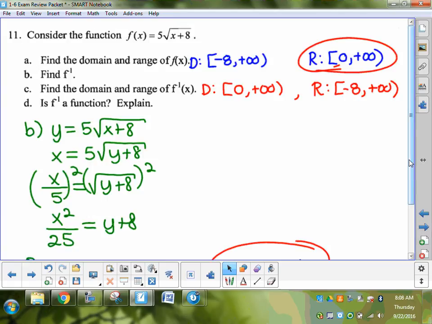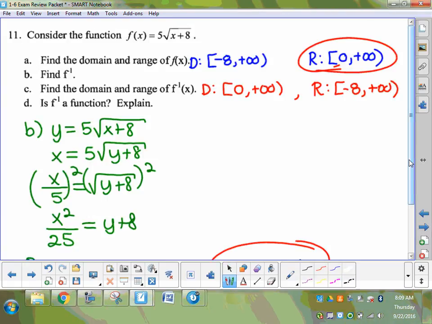Now, let's do this. Is f inverse a function? Explain. Well, this is a good one too. You could make the argument either way. Is the inverse going to be a function? Is the inverse a function? You say yes. Why? I'm going to say this, and you got exactly what I was hoping we got to. It is, as long as we do what?